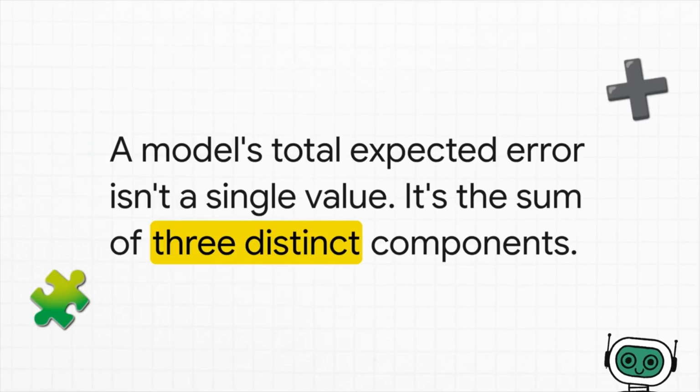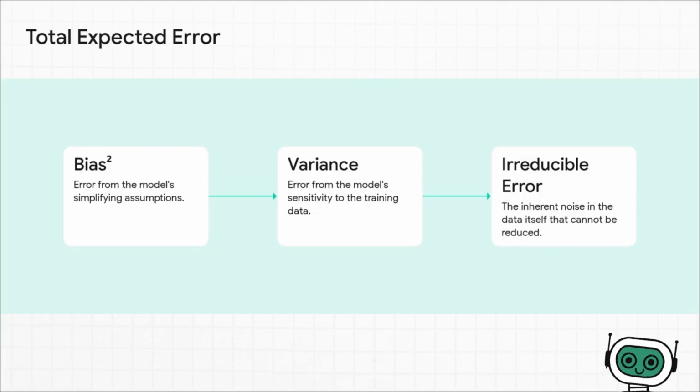This leads to a really important insight in machine learning. A model's total error isn't just one single number. You can actually decompose it into a few distinct parts. The total error is the sum of three things: the bias squared, the variance, and something we call irreducible error. That last one is just the inherent random noise in the dataset itself. We can never get rid of it. So our job is to focus on minimizing the other two.